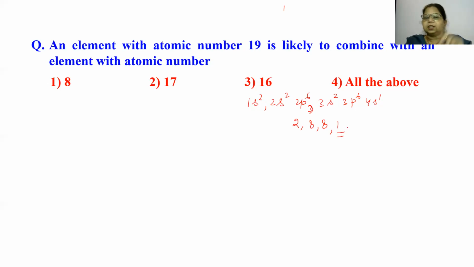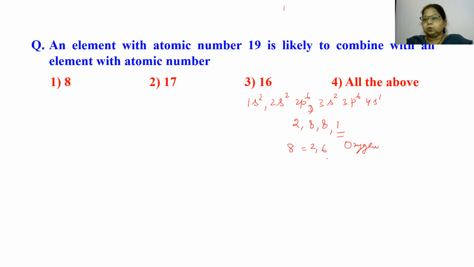It means this element, even if I don't know it is potassium, I know it has got 1 electron in the valence shell. We understood that elements which belong to group 1 are going to be highly reactive because they have got 1 electron which they always need to shed off or to give to somebody. So atomic number 8 is what? 2, 6. It is oxygen.